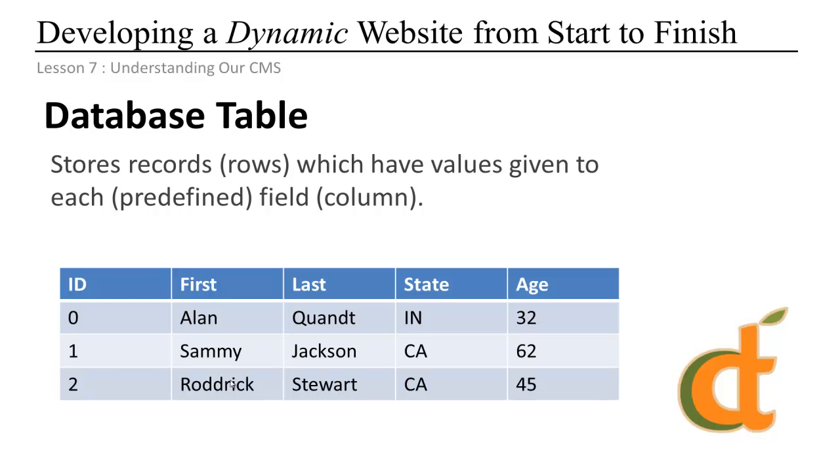So you can see I've got the ID 0, 1, 2. So my record, Alan, my ID number is 0. So you could select all from whatever this table's name is, where ID equals 0, and that would retrieve all the fields or the values for those fields associated with record number ID. Basically, you get all that information, Alan, Quant, Indiana, 32, and then we can do something with that.